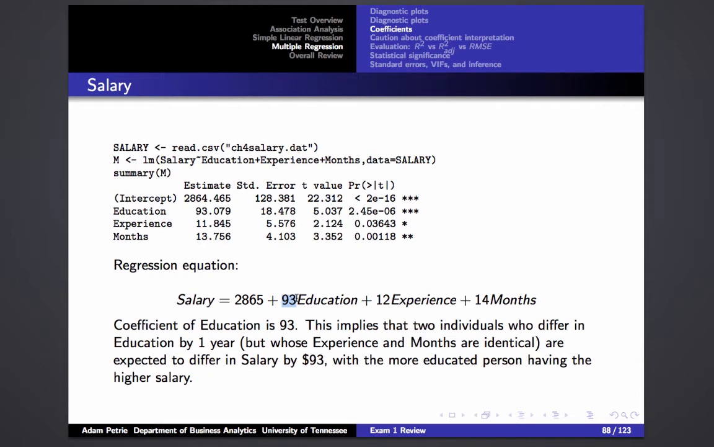So that's a lot more words than what I'd actually expect. This is what you would actually say. You would say that two individuals who differ in education by 1 year, but whose experience in months are identical, are expected to differ in salary by $93, with the more educated person having the higher salary. So that's how we interpret the coefficient. It's very specific. It's very precise. It tells us something interesting about the relationship between salary and education after accounting for differences in people's experience in months.